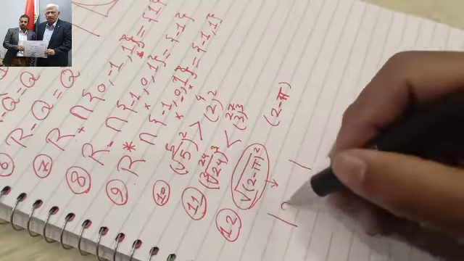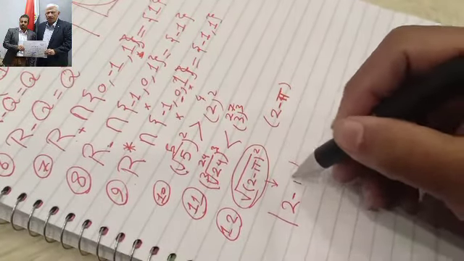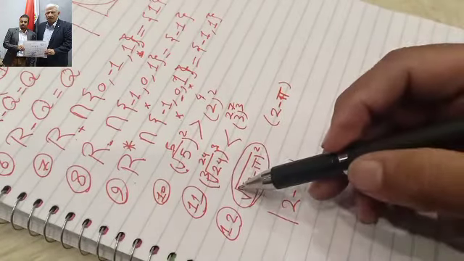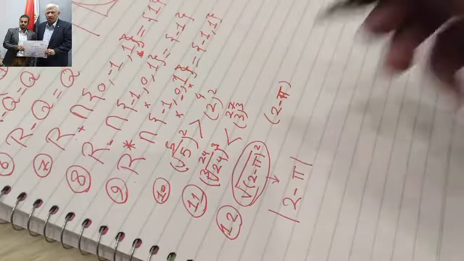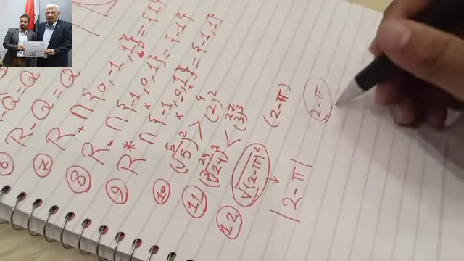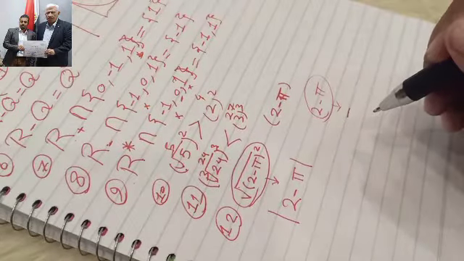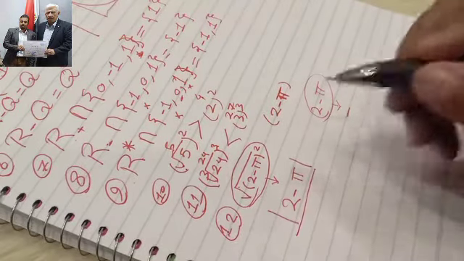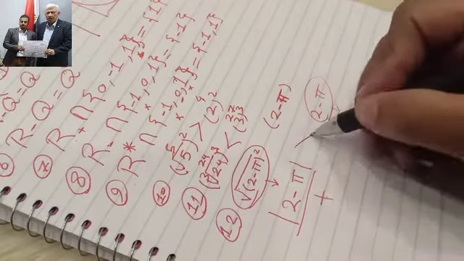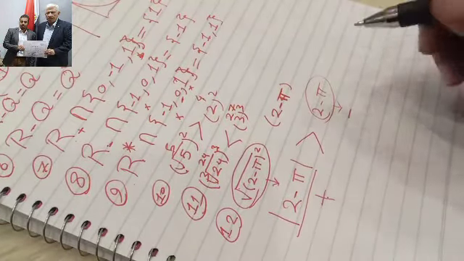Absolute value for number 2 minus pi, because this power of 2 is the square root, don't forget this. But here 2 minus pi is a negative number, and this must be a positive number. Any positive number is more than any negative number. Yes.